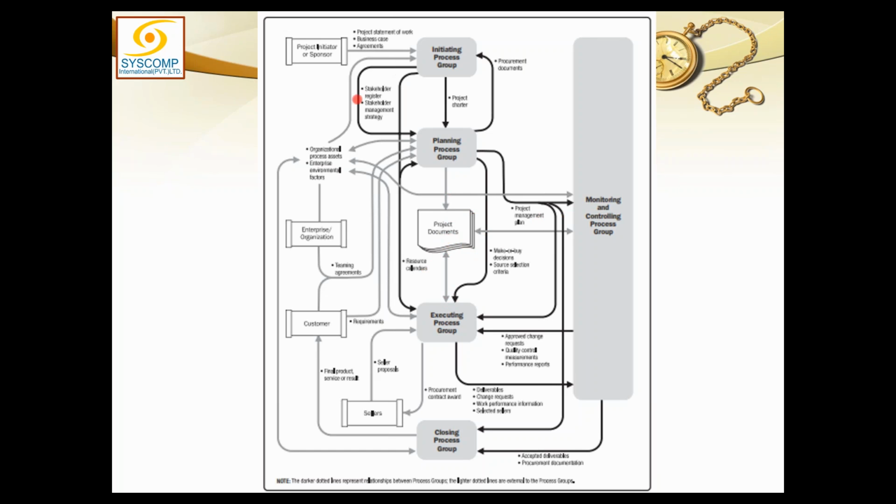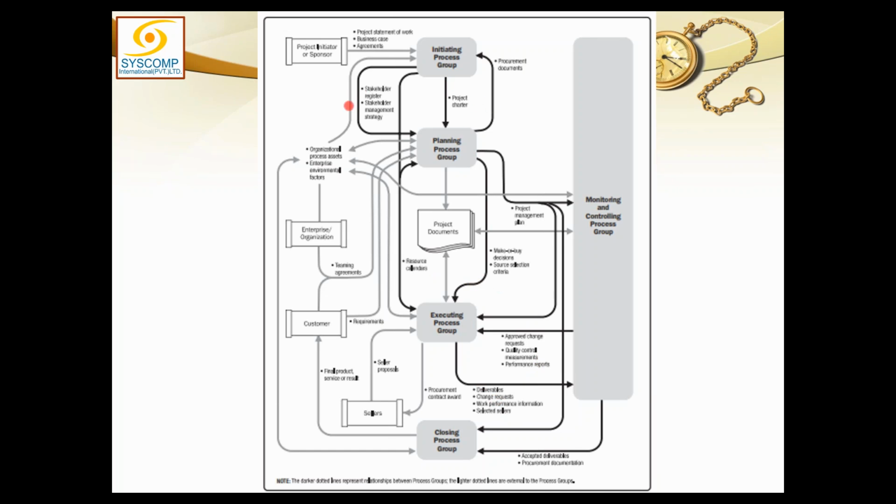So probably I have defined all the boxes. Let me define what these lines mean. We have lines with two colors. The black lines show the interaction between the process groups only. If there is a line from one process group to another, that is black. So all the interactions amongst the process groups are shown with a black line.